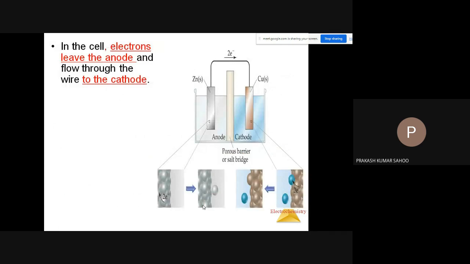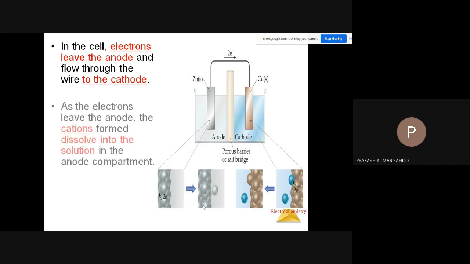In the cell, electron leaves the anode and flows through the wire to the cathode. It is already understood that electron is released from the zinc anode and it is accepted by the copper cathode. As the electron leaves the anode, the cation formed dissolves into the solution in the compartment. Then the anode will decrease in size. Okay, so gradually this zinc becomes thinner and thinner, and copper gets thicker and thicker.